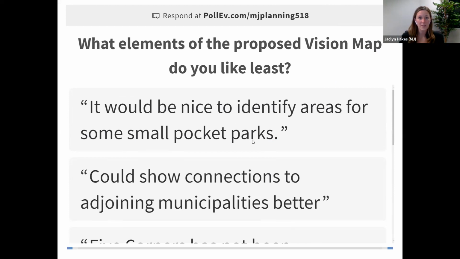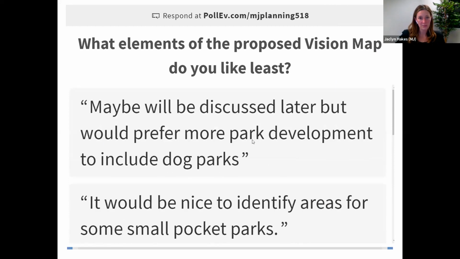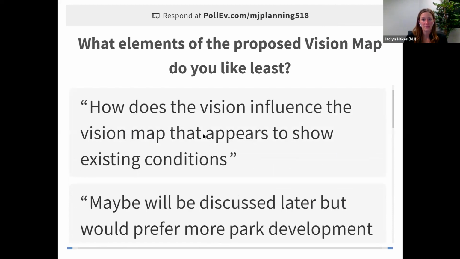All right, other thoughts, things you'd like to have us address. All right, maybe will be discussed later, but would prefer more park development, including dog parks. Okay. All right, other things that you would like to have included. How does the vision influence the vision map that appears to show existing conditions? Okay, we can certainly help to address that. Sure. Other thoughts, comments?